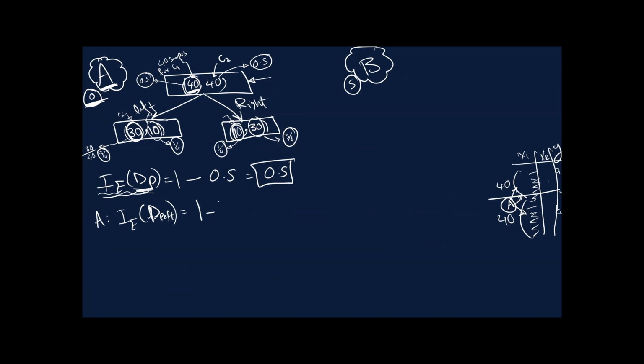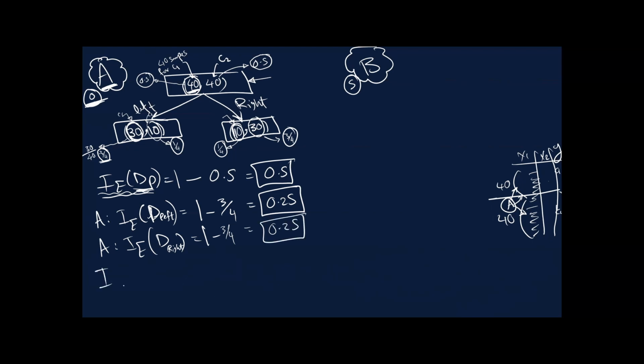It's this one, right? 3 over 4, right? So this would give us 0.25. And then we do the same for the right child. And this would give us 1 minus 3 over 4 as the maximum. So it will give us 0.25 as well.